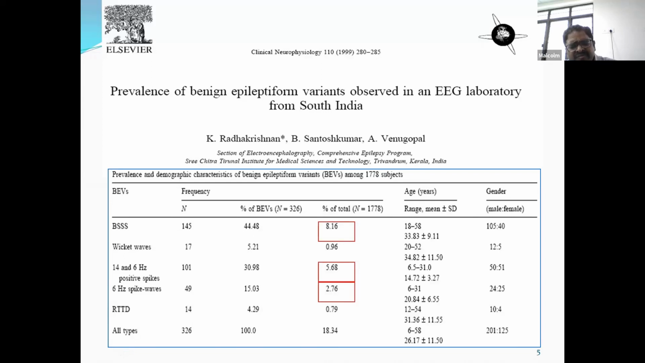Now, why identification of benign epileptiform variants is very important is that many times these benign epileptiform variants are misidentified as focal epileptiform abnormalities. And when they are identified as focal epileptiform abnormalities, it may lead to initiation of anti-epileptic drugs in such patients.